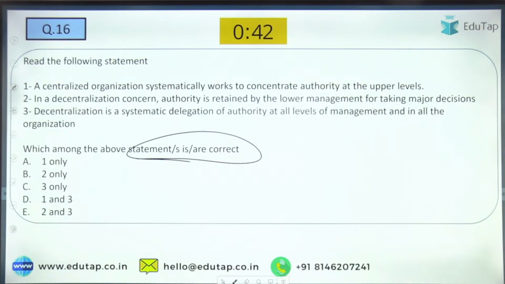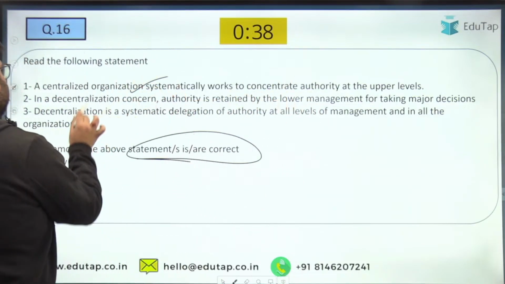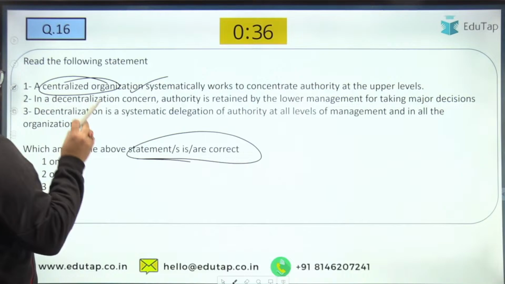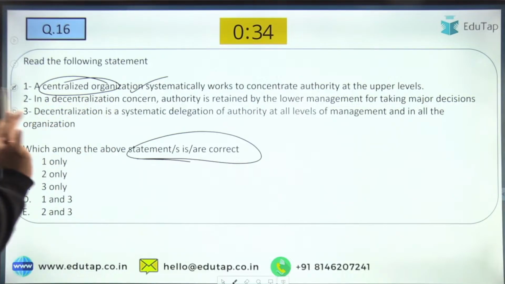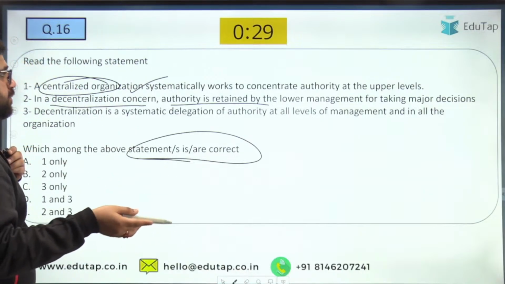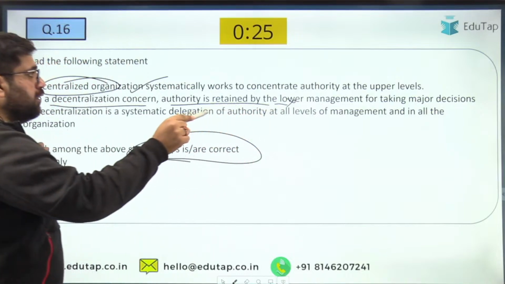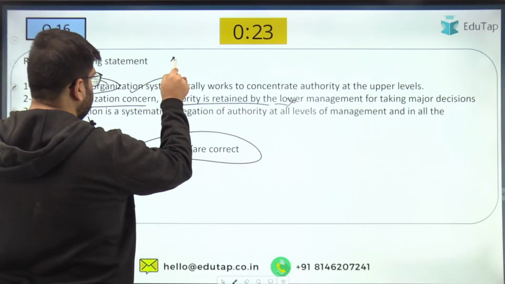C. A centralized organization works at concentrated upper levels. Yes, this is very much correct, because in the central organization you have one person, one command, right? In decentralized, authority is retained only by the lower management. This is incorrect, right? Authority is still with the higher level.